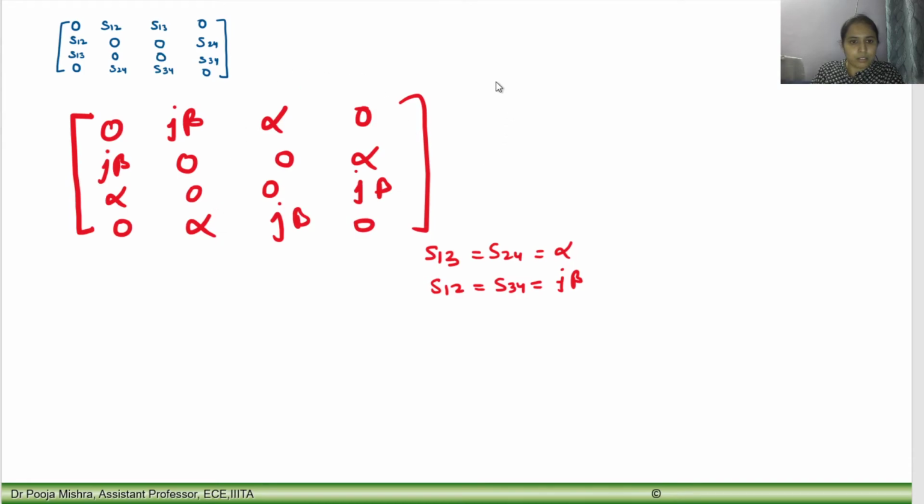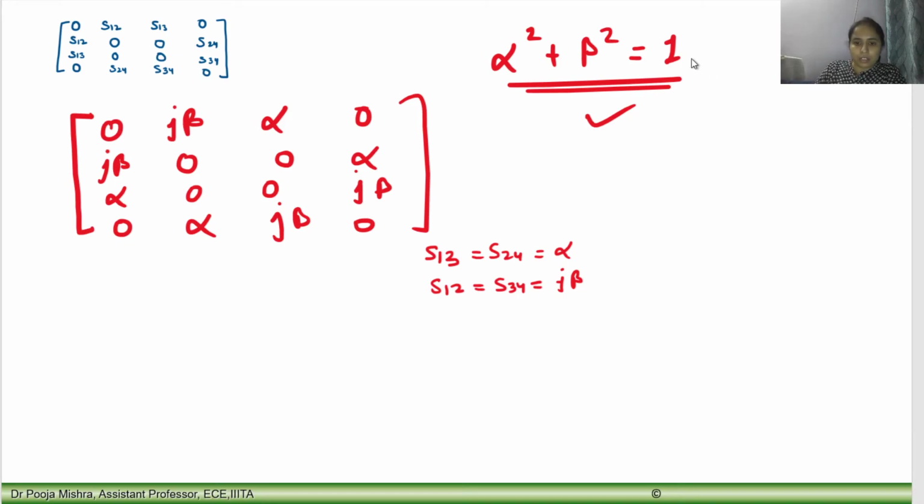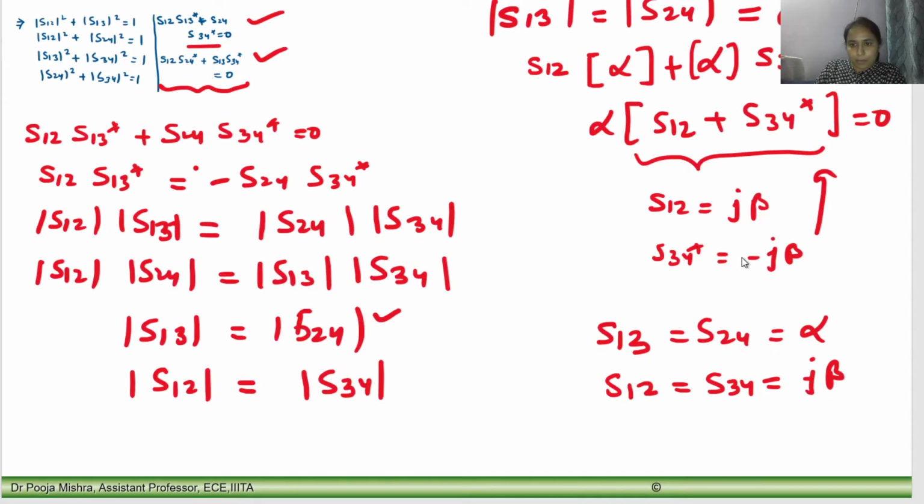And what we are getting from here is alpha square plus beta square is equal to mod this square plus mod this square is equal to 1. This is the relationship we are getting. Any value of alpha could be chosen, so that alpha square plus beta square is equal to 1. So this was one solution that we were getting. What is another solution that you could get from here? We have chosen S13 as alpha, and this S12 could be chosen as minus j beta. That could also be possible.